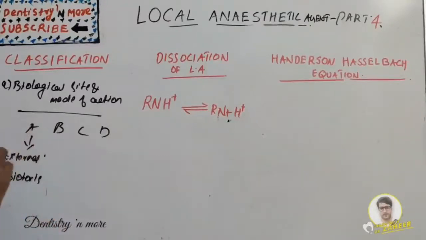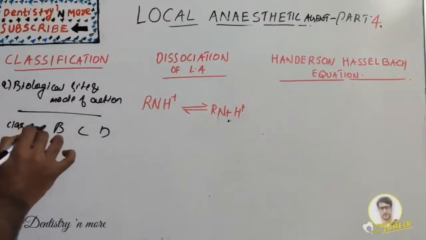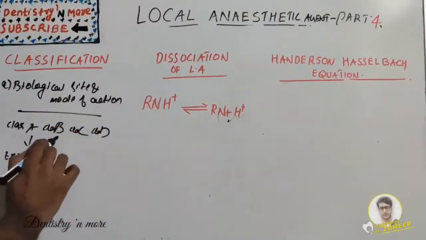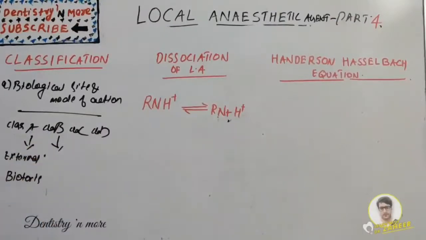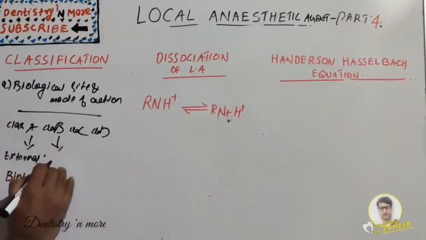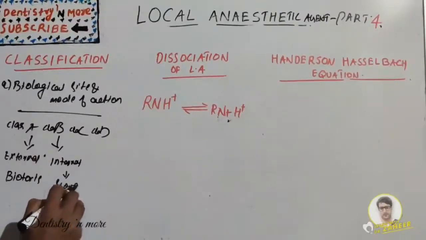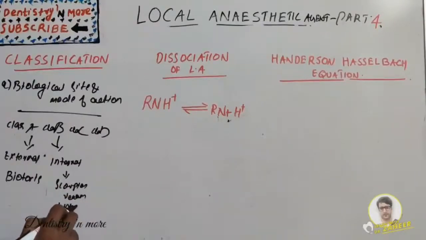So this is class A, class B, class C and class D. Class B is agents acting on receptor sites on the internal surface of the nerve membrane. Internal surface. Examples are scorpion venom and quaternary ammonium analogs of lidocaine.